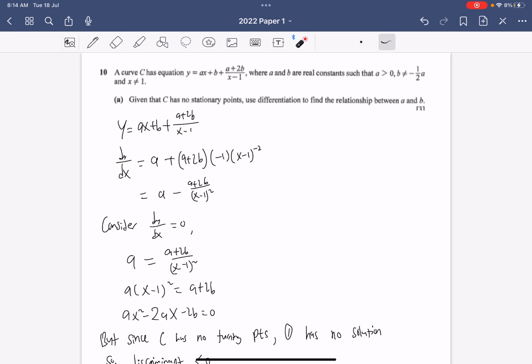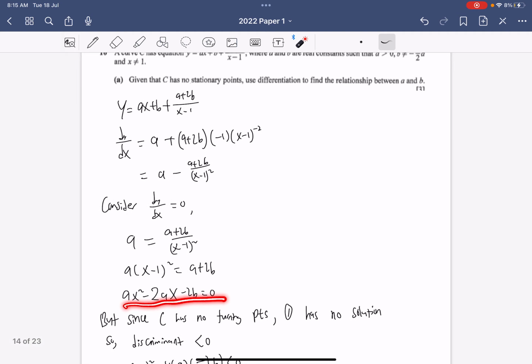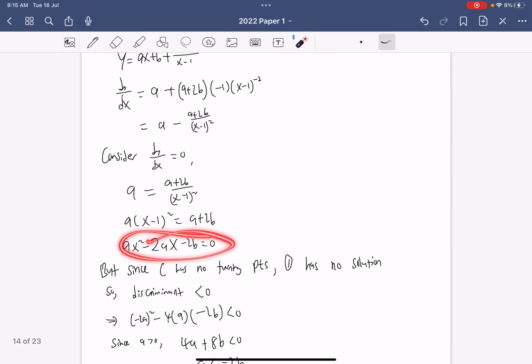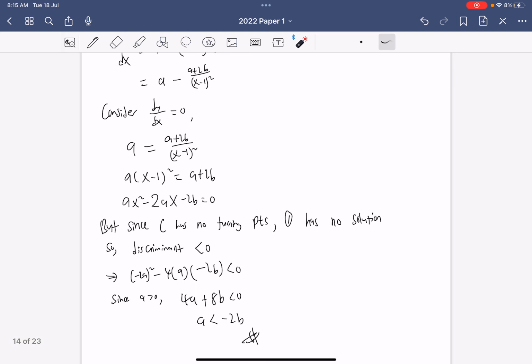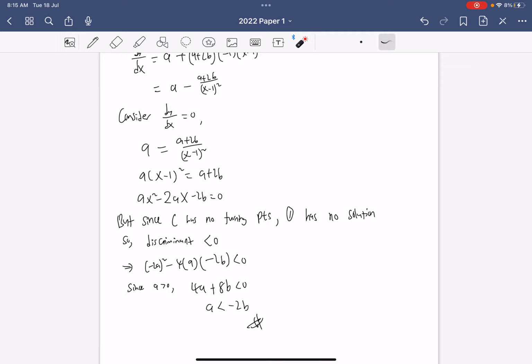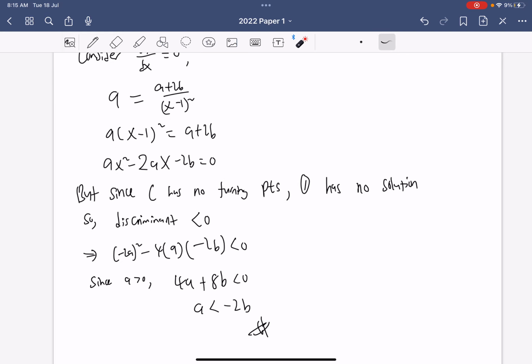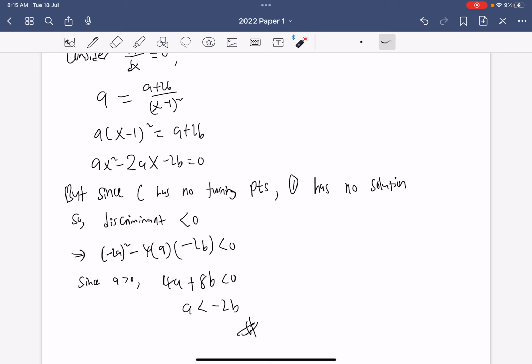Why? Because when it equals 0, you will have a quadratic equation at the end, which is over here. But because we know that there's no stationary point, there cannot be any solutions to this equation, and so the discriminant must be less than 0. This is similar to an earlier question we have done before, and the idea is always to use the discriminant method to help pull out, so you don't need to care about the x's.